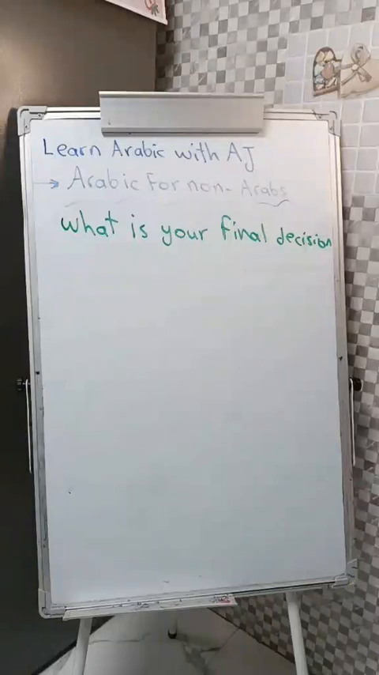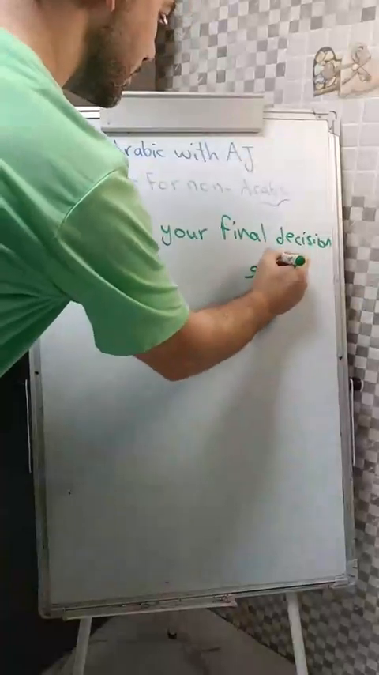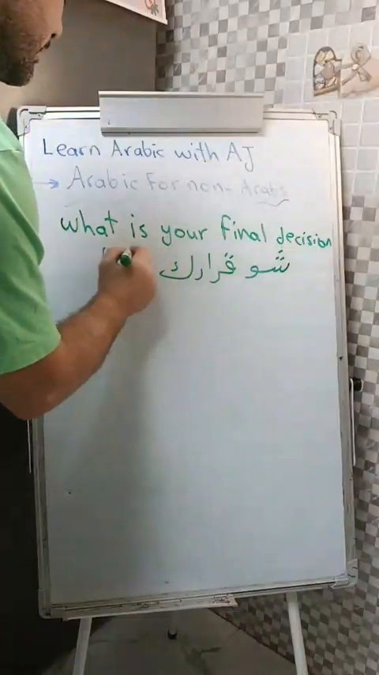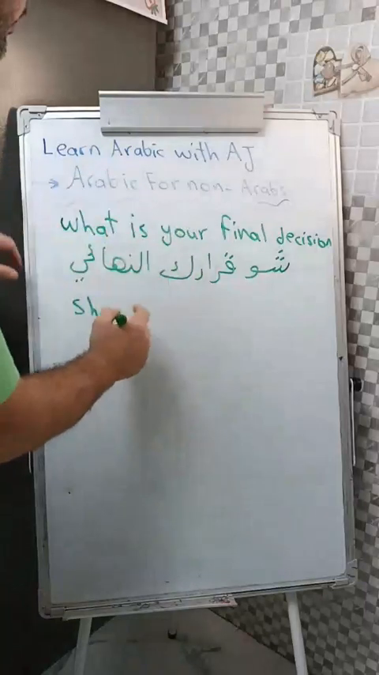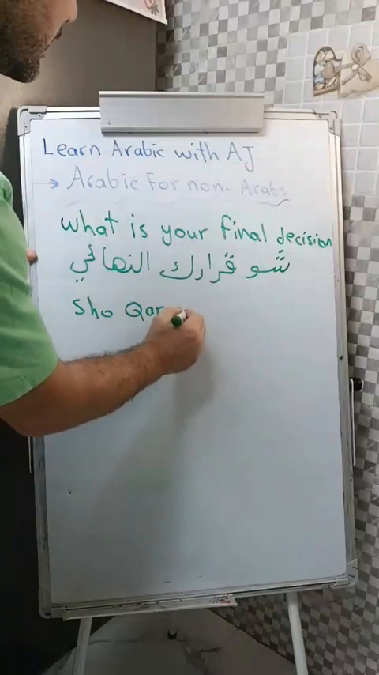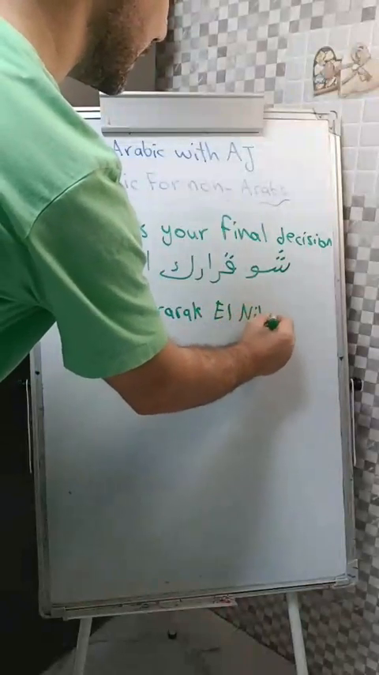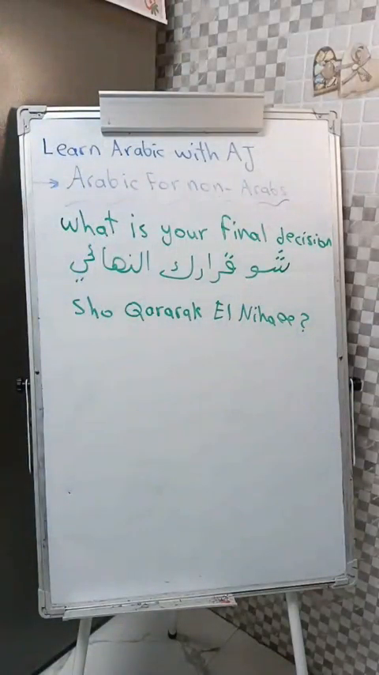This is an Arabic class and you joined us. I say شو قرارك النهائي. So what is شو, your decision, قرارك. We don't have "is" in Arabic. قرارك. Final, النهائي. شو قرارك النهائي. What is your final decision?